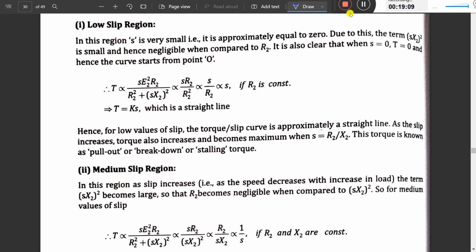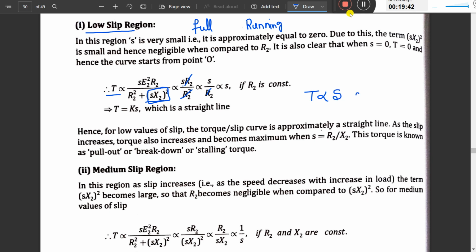As we said, we can observe the low slip region. Low slip region is nothing but the full load or running region. In this case, the torque is equal to s E2 square R2 by R2 square plus (s X2) square. If the s value is low, we can neglect this s X2 term. If you neglect it, you will get s R2 by R2 square. We can simply cancel out R2, and you will finally get only s. The torque is directly proportional to s at low slip.